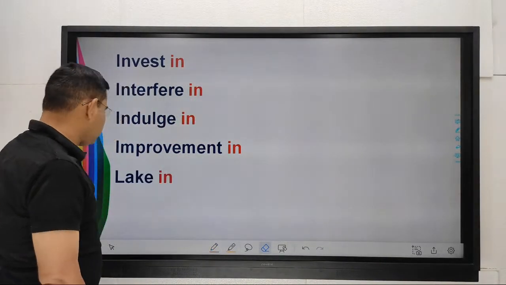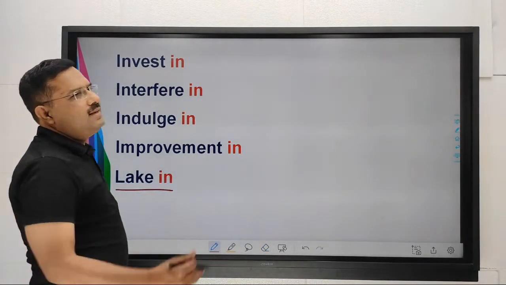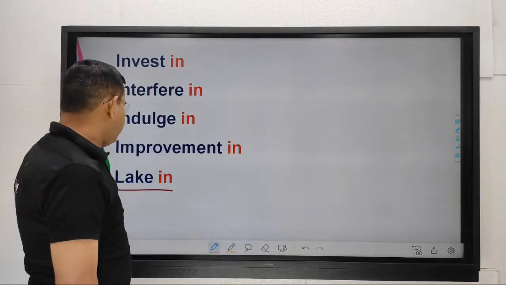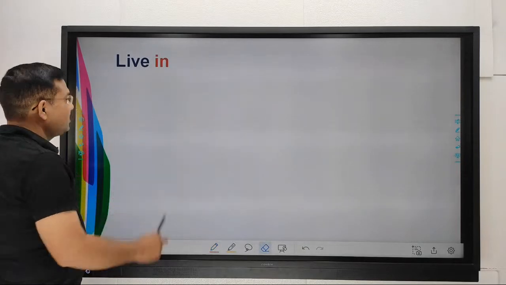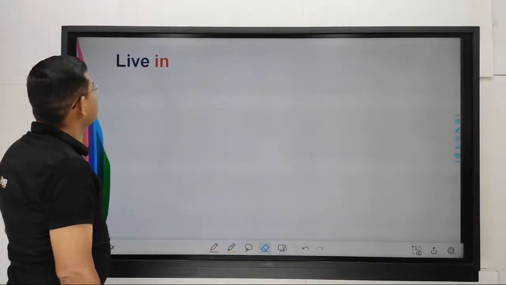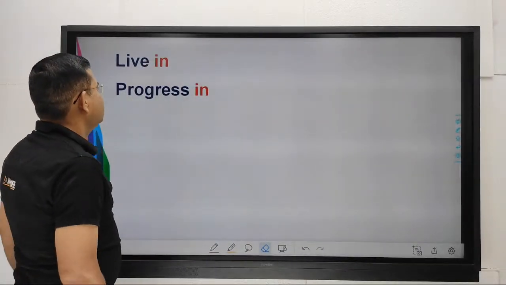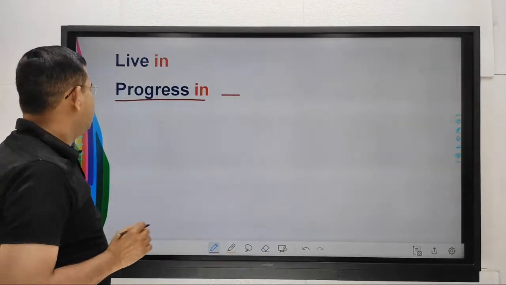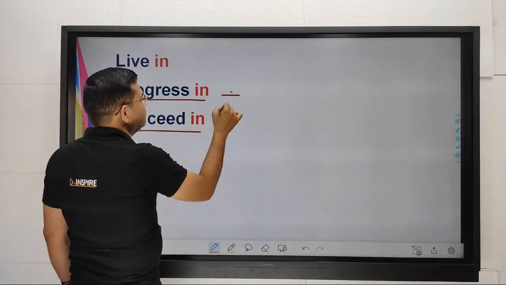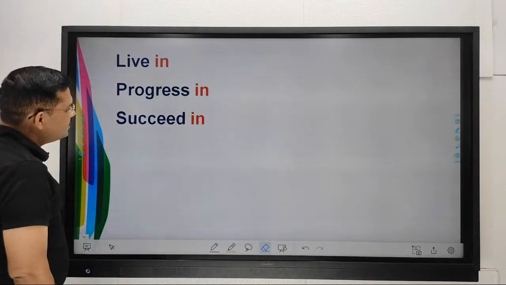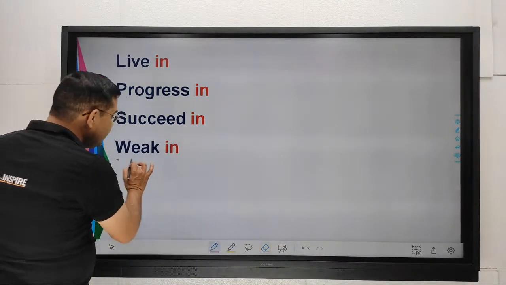Improvement in. The next is lack in. He is lacking in this field. He is lacking in confidence. So lack in. Live in. We live in Indore. The cleanest city. There is no progress in this field. No progress. He succeed in that. Finally, he succeed in his attempts or his efforts or in his business or in his company, whatever. So he succeeded in.